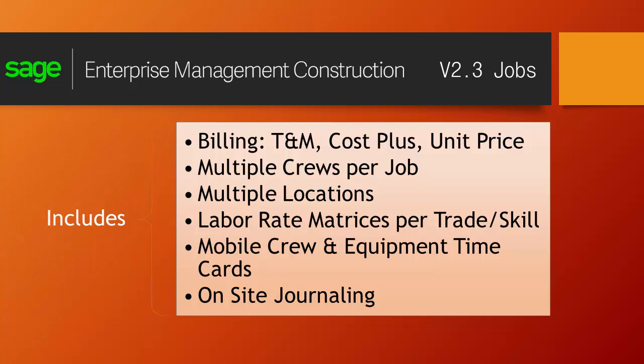Mobile crew and equipment time cards so that your crews in the field can fill out a crew time card that captures who worked, how long they worked, at what rate they were working, was it regular time, overtime, hazardous, what material they consumed, and equipment time in terms of what equipment was used and how long did it run. And be able to quickly capture basic on-site reports in terms of what inspections were performed, who came on site, what specific events happened, what safety briefs were given that day.